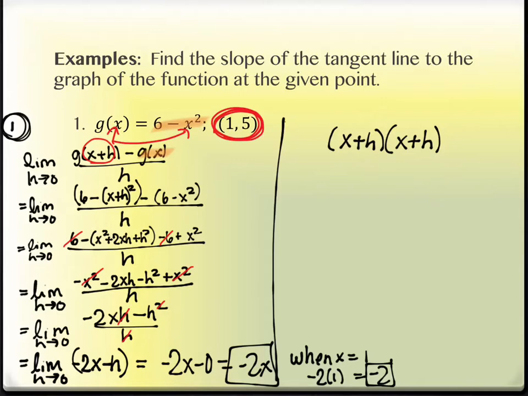The other method actually is called the four-step method. So let me show you what it looks like. And then after this, you can use whichever method you would like.